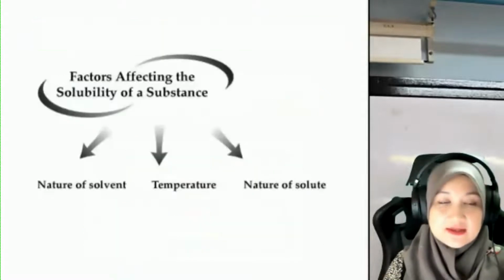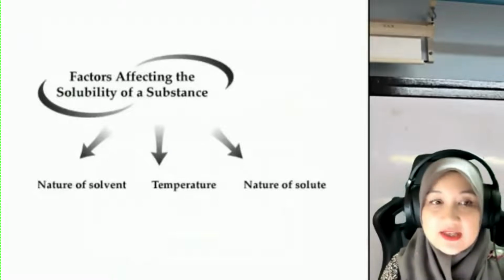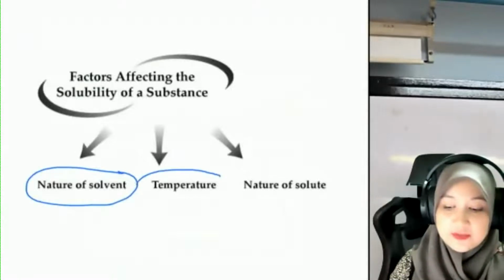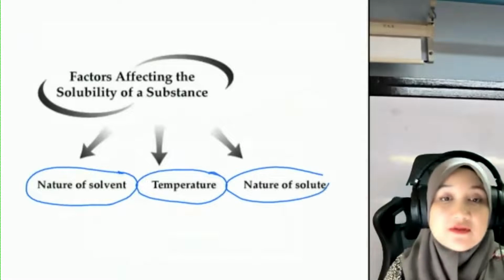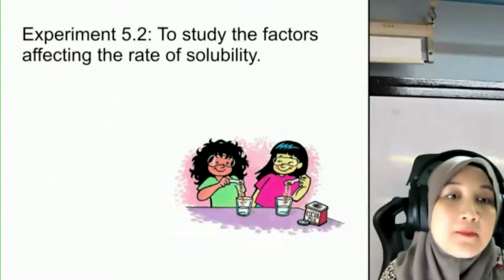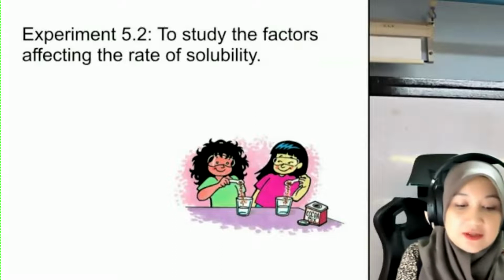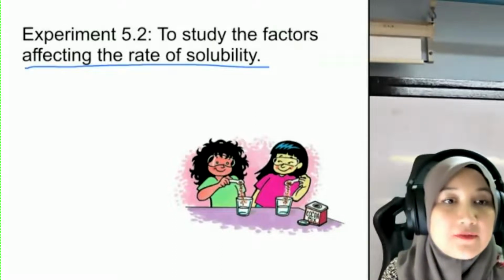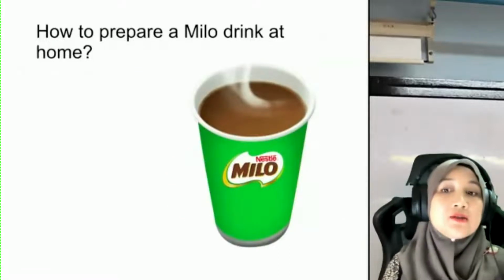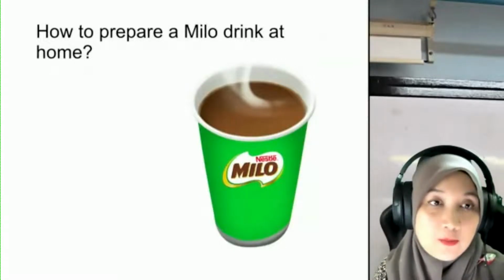All right, so next, what are the factors that affect the solubility of a substance? Number one is the nature of the solvent. Number two is the temperature. And number three is the nature of the solute. How is it explained? It is explained by an experiment to study the factors affecting the rate of solubility. The factors that affect the rate of solubility depend on things that you can do in your daily life or experience at home.